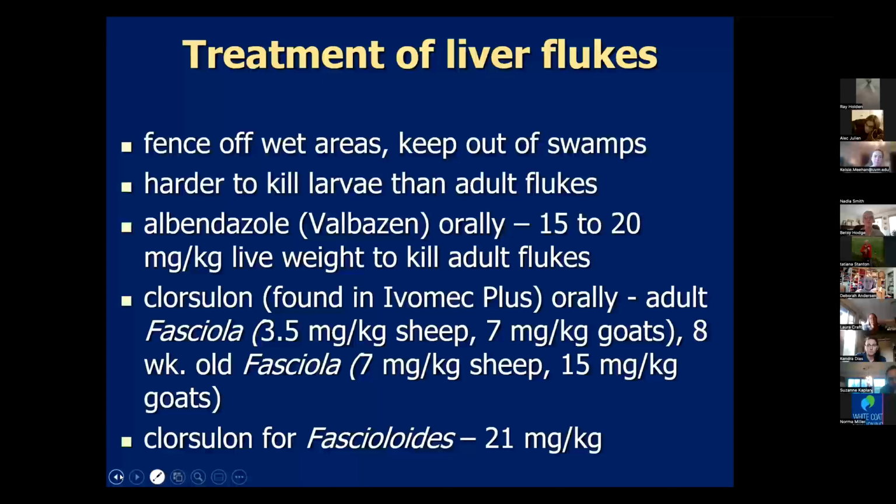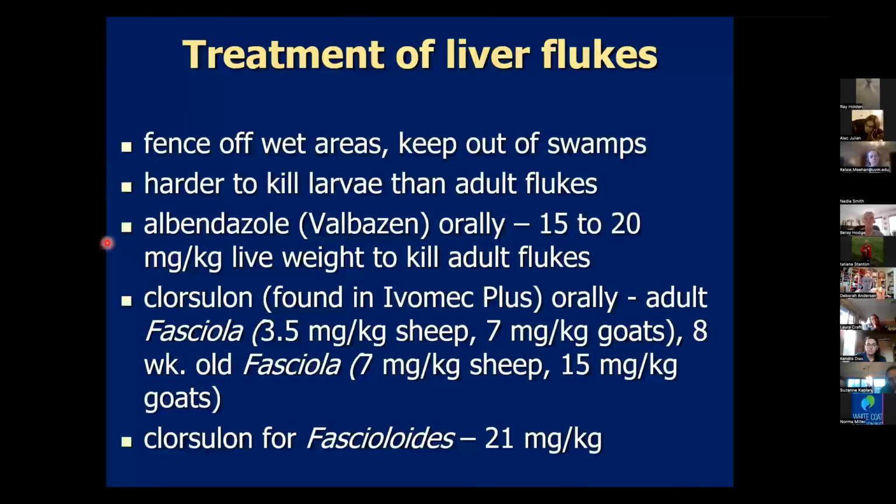You're not really doing the sheep or goats a favor by getting them into those places. Along hedgerows is the same way. Those places where you have that real tall reed canary grass can sometimes have a lot of snails also. Places where the sun doesn't hit. It is harder to kill the larva than the adult flukes, and the deer worm does not become an adult fluke, so that's a problem. We use albendazole, which you may know as Valbazen.